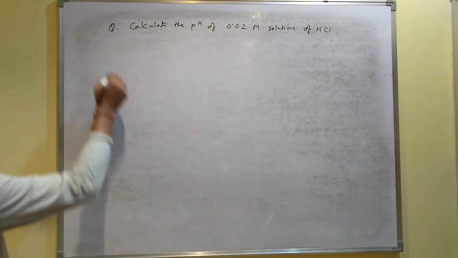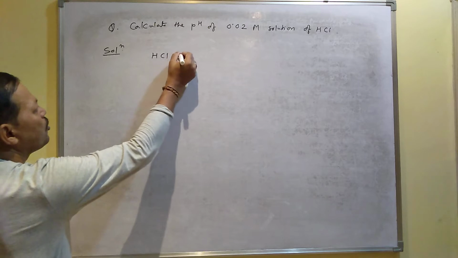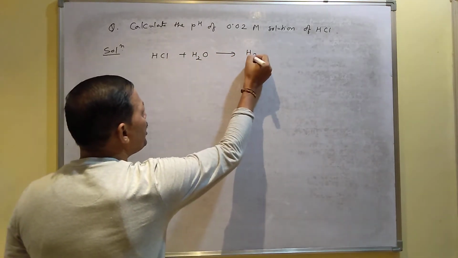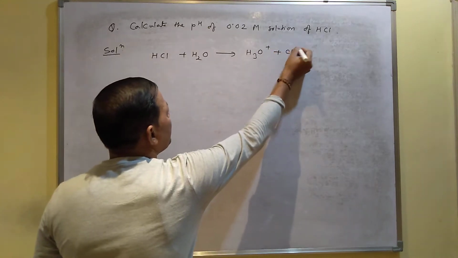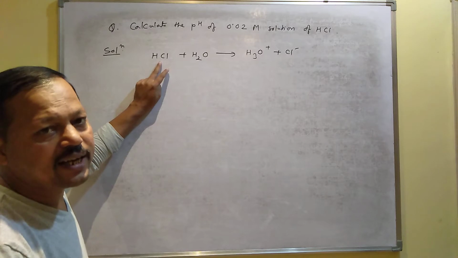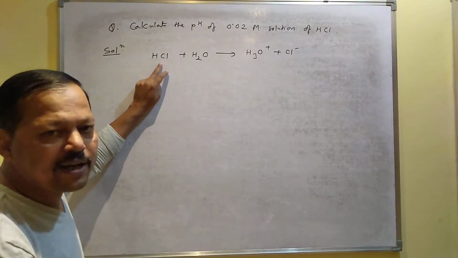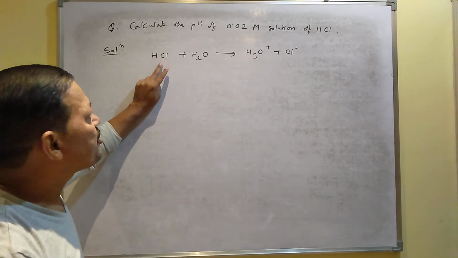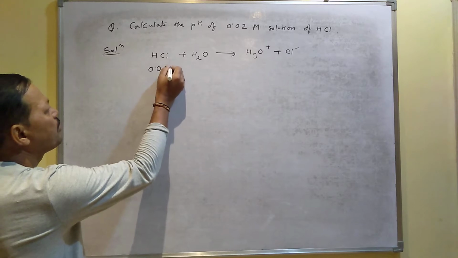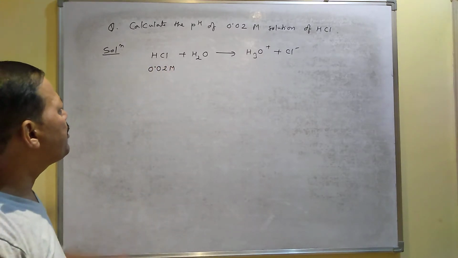Now, to determine pH, as you know, HCl, when you dissolve in water, produces hydronium ion and Cl minus ion. And you know HCl is a strong acid, I mean it acts as a strong electrolyte, and strong electrolytes undergo complete ionization. What is the concentration of HCl? It is given as 0.02 molar. Concentration must be in molarity, then you can use it in the pH equation.